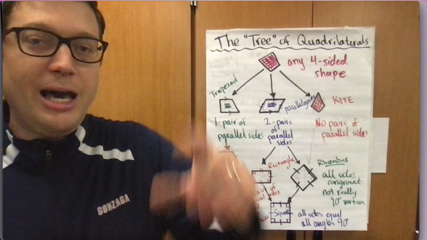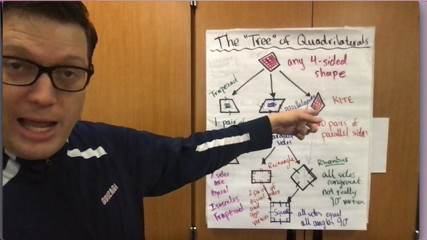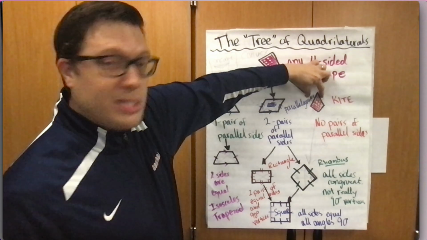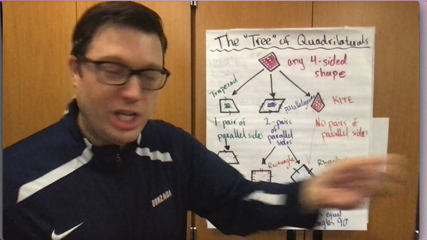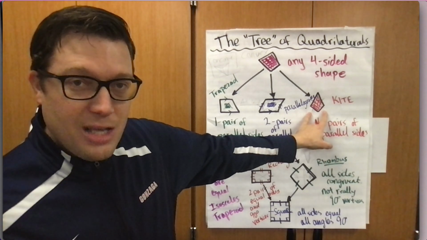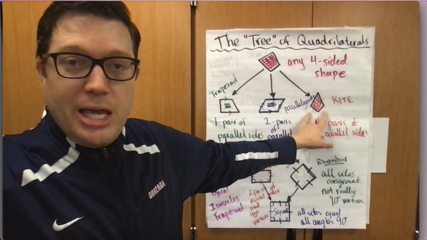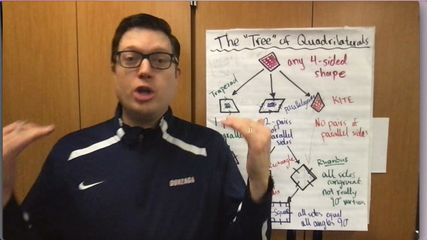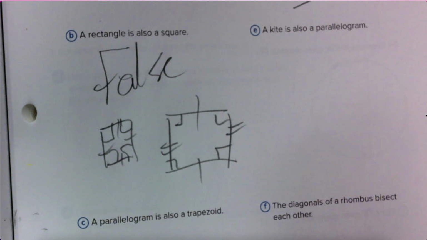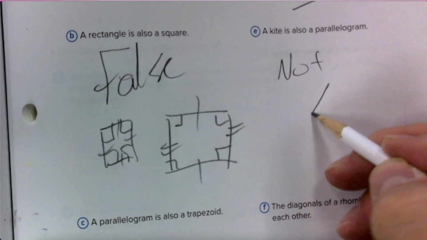Okay, let's keep going. A kite is also a parallelogram. So a kite has two sides that are the same length. They're adjacent, next to or touching. And then you have two other sides that are the same length also, but they don't match in the same way. So because they don't match in the same way, that means that a kite is not a special type of parallelogram. Not.